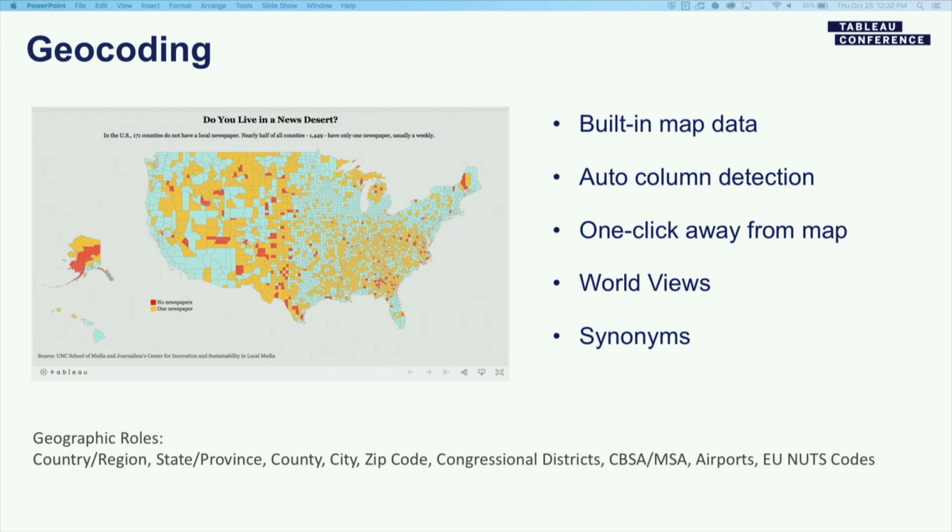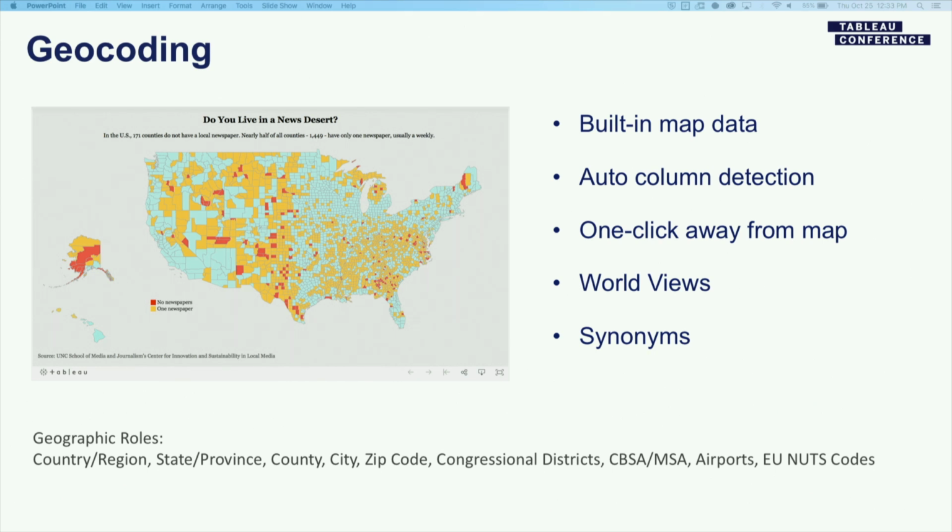So what is the purpose of this? The purpose of the geocoding feature is to allow non-mapping experts, as well as the rest of Tableau users, to get one click away from making a map. So what does that mean? When you load your data source into Tableau, if it's a CSV, SQL Server, whatever it is, the geocoder scans your column names, and it's trying to make an educated guess about the contents of your column.